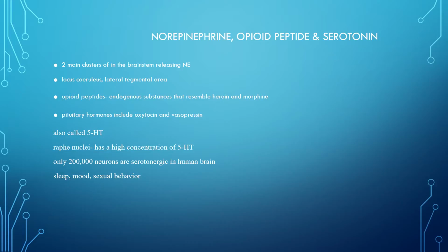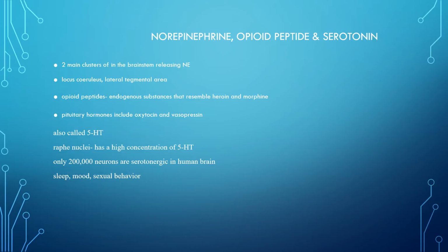Okay, so first for the norepinephrine. Two main clusters in the brainstem release this neurotransmitter: the locus coeruleus and the lateral tegmental area. Okay, now for the opioid peptides. Endogenous substances that resemble morphine and things like that. Pituitary hormones include oxytocin and vasopressin.